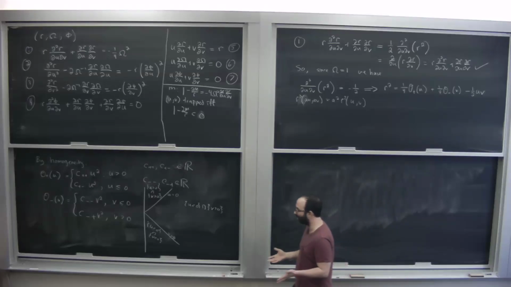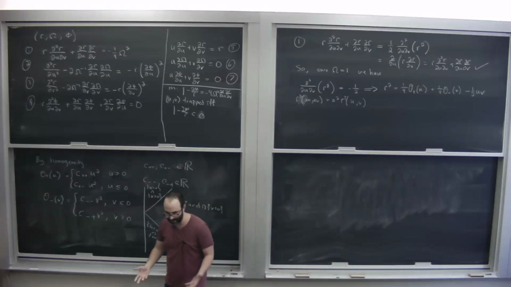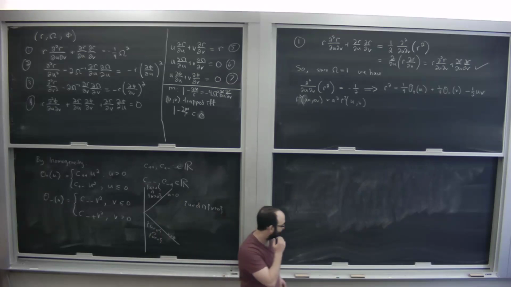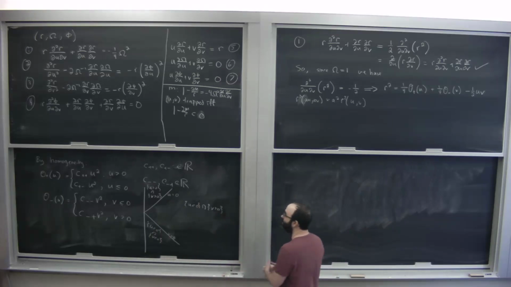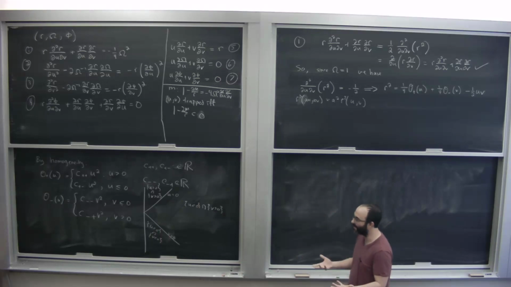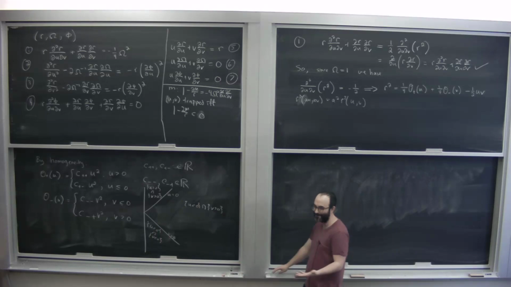So like I said, in terms of it being a solution to the wave equation, that's all there is to say. But of course, we have to remember that there's a geometric object here, and r squared, for example, is positive, right?